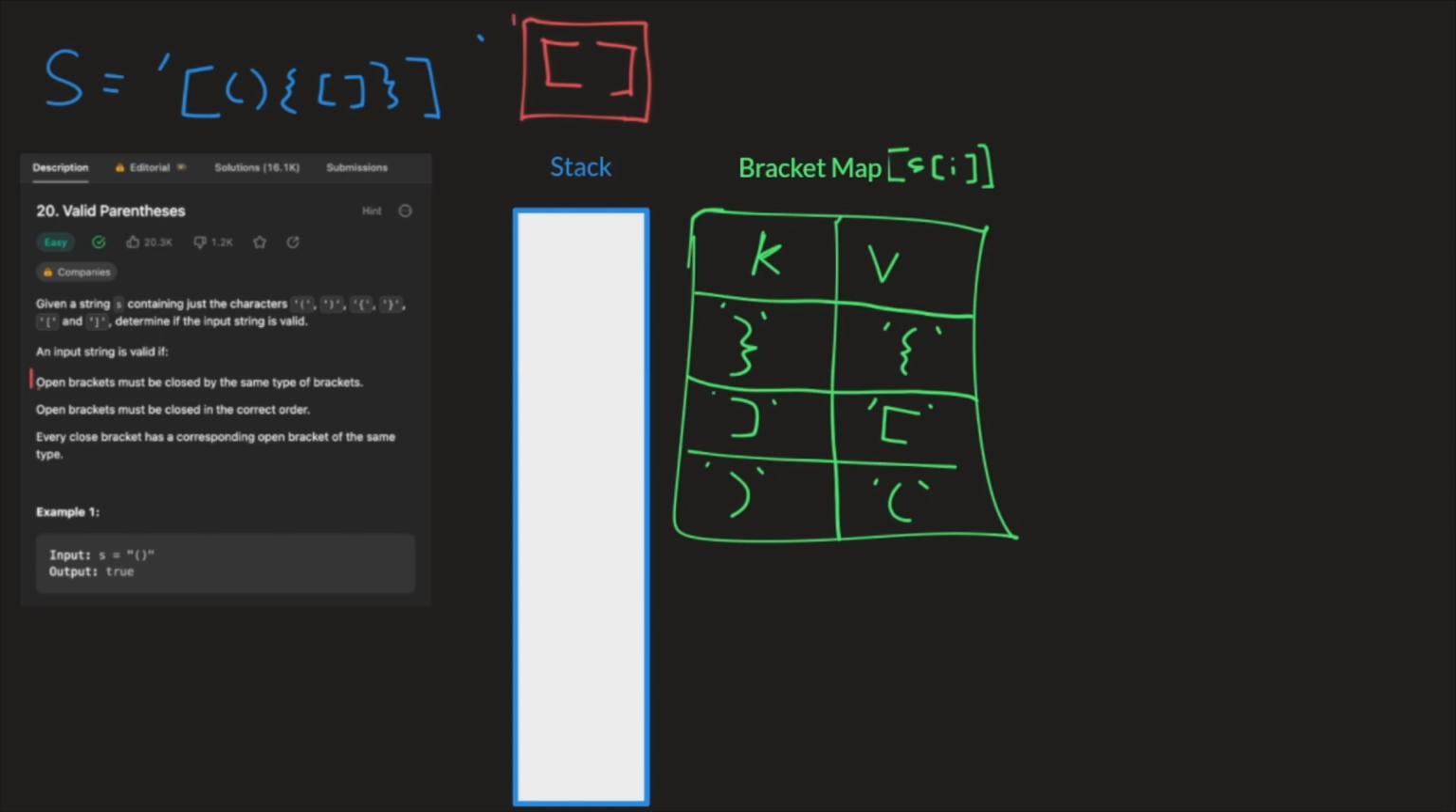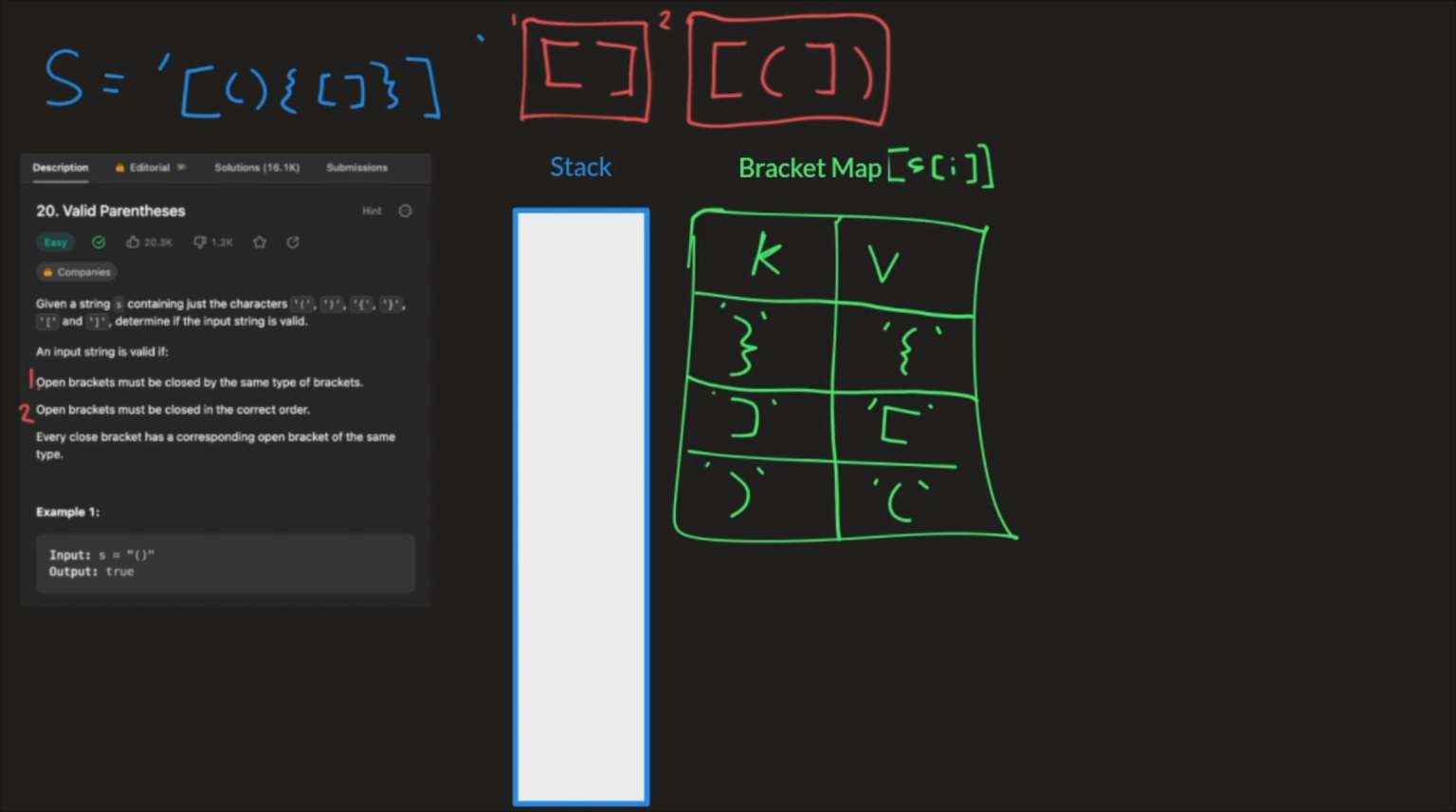Rule number two is that open brackets must be closed in the correct order. So this means that we cannot have an open square bracket and then an open parenthesis, and then a closed square bracket and a closed parenthesis. So that is rule number two.